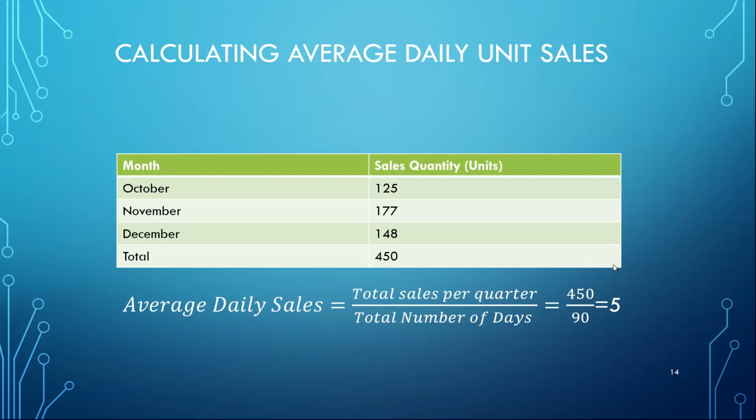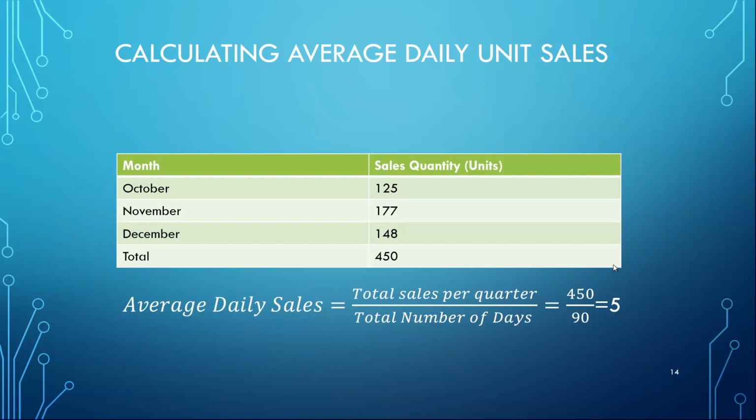To calculate the average daily unit sales, we divide the total sales per quarter by the total number of days. We are going through an example to understand the concept more. The total sales is 450. Looking at October, November, and December, we have 125, 177, 148. So we add those numbers and we have 450.